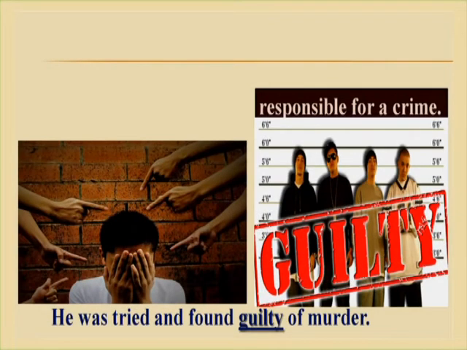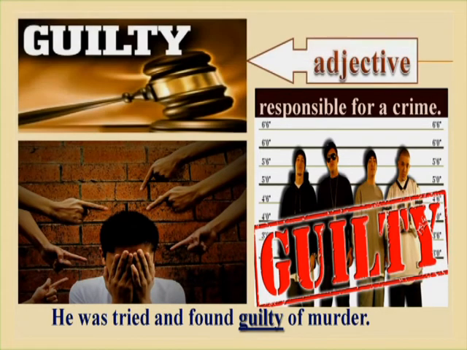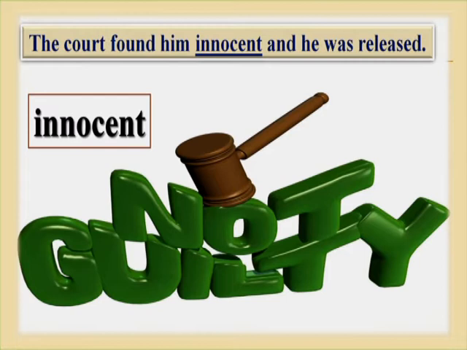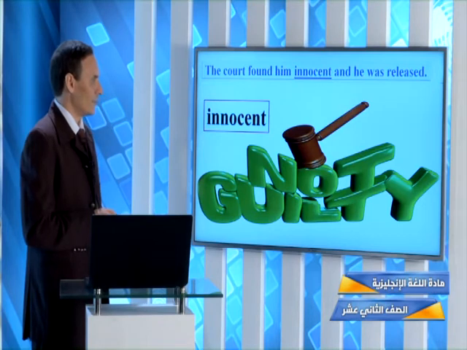Now, he was tried and found guilty of murder. The word that is underlined is the word guilty. The word guilty is an adjective, which means responsible for committing a crime. The opposite of the word guilty is the adjective innocent, which means not guilty. For example, we say, the court found him innocent and he was released.